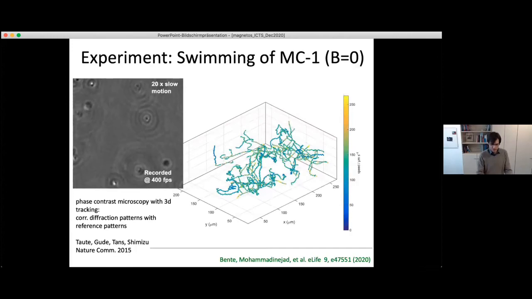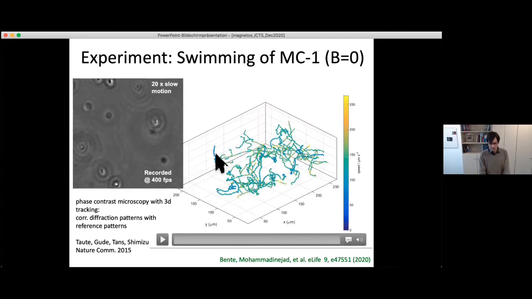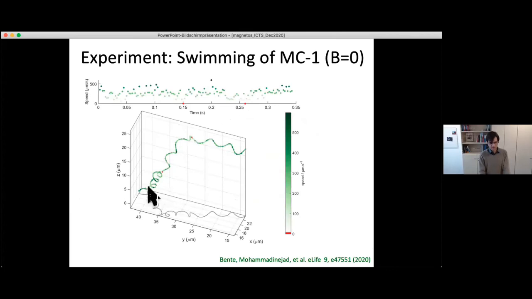And Klaas Bente, who was a postdoc in Damien Faivre's group, actually looked at this experimentally by doing three-dimensional tracking of these bacteria. And what he found, these are many trajectories, and let's look at one in more detail. What he found here is that these bacteria, in the absence of a magnetic field, move on helical trajectories. So they make these helical trajectories here, and then occasionally they make very abrupt turns in that helix. And I should say, without the three-dimensional tracking, it would be very difficult to see this. So we have these nice helical trajectories and abrupt turns.